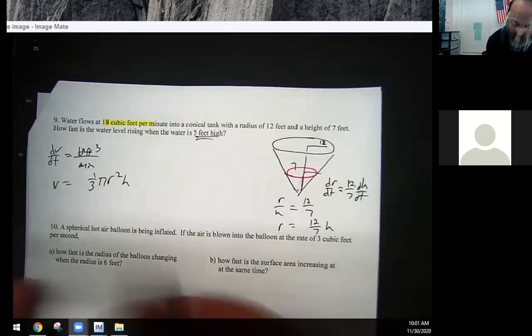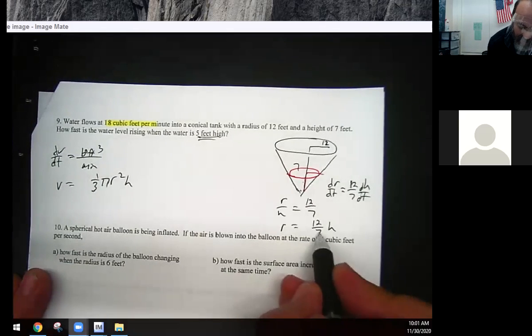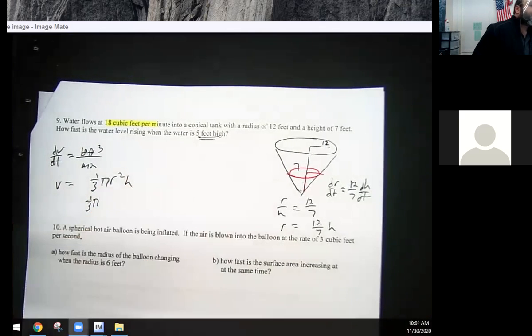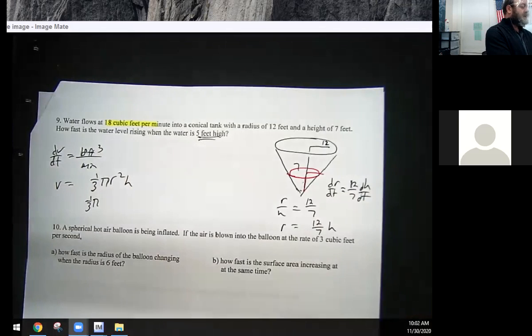So in this story right here, I know the radius is 12 over 7h. No. Sorry. It's been vacation. I didn't turn my phone off.